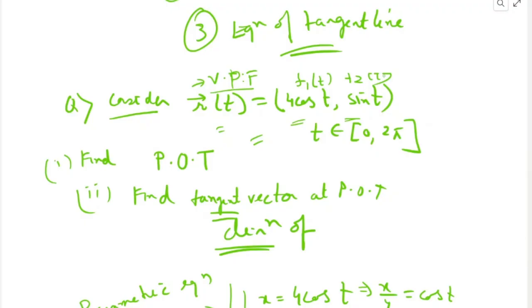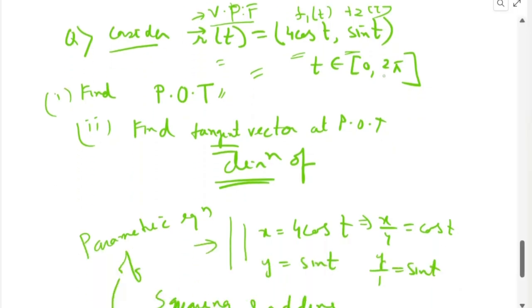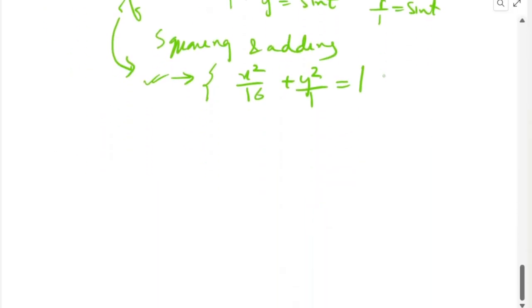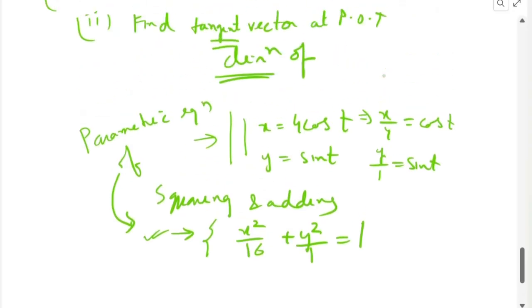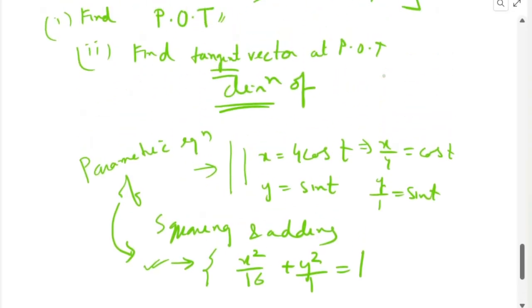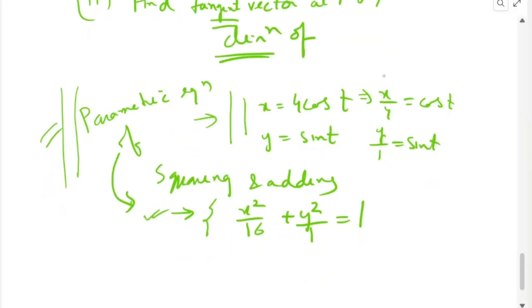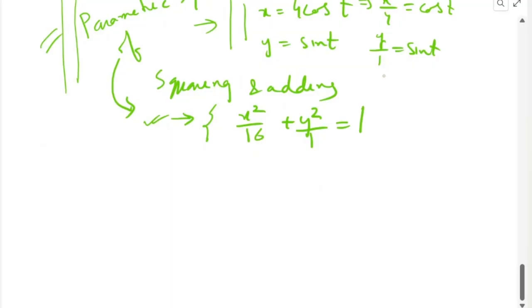So find out the point of tangency, that is, where you are drawing the tangent. So for this curve, suppose this is your curve. One thing: for the purpose of your exam, you need not show this. I am showing it for explanation. You need not show it. So let me start doing the sum.